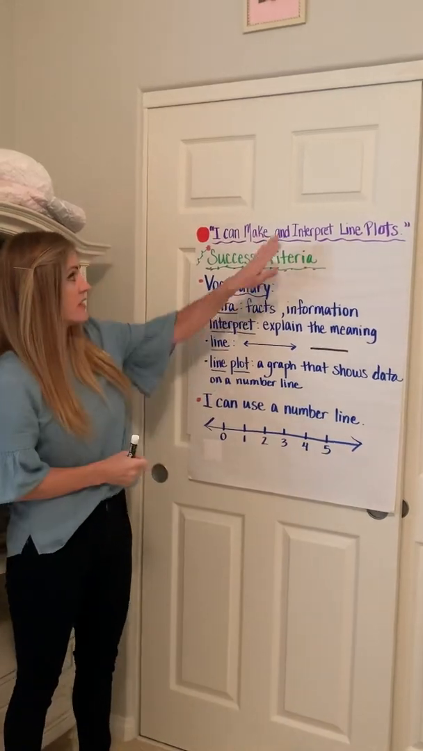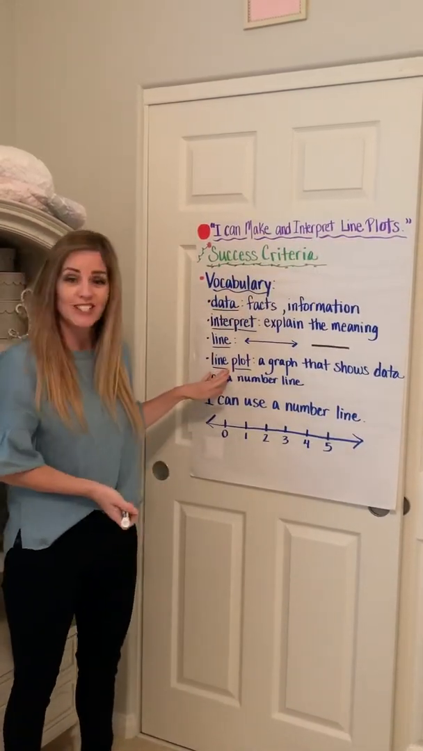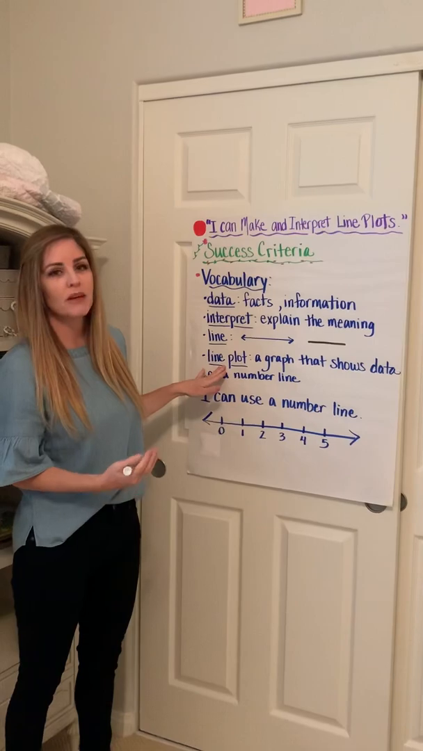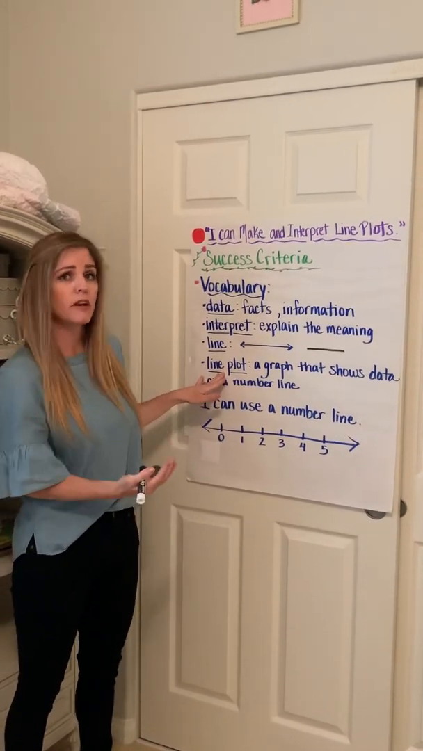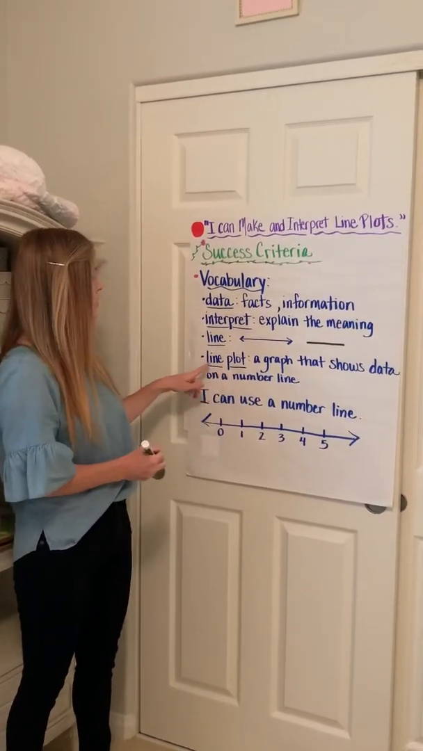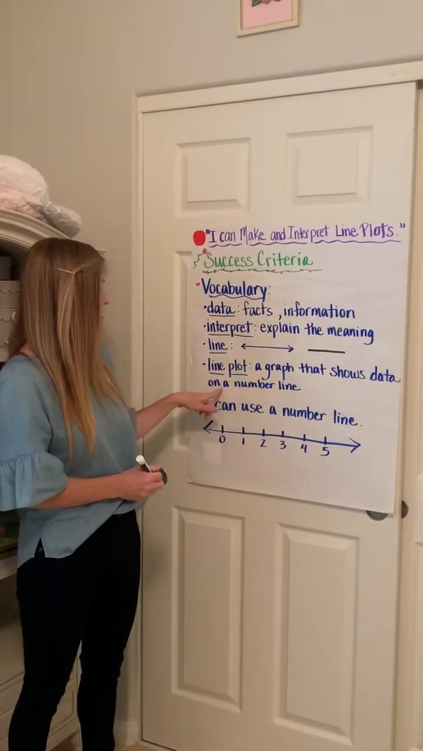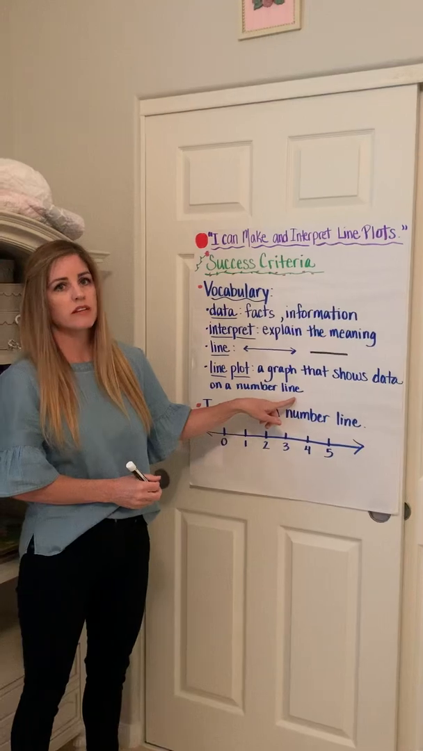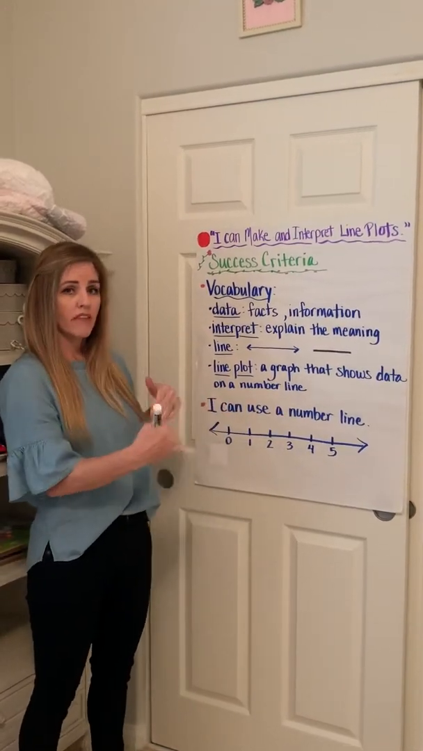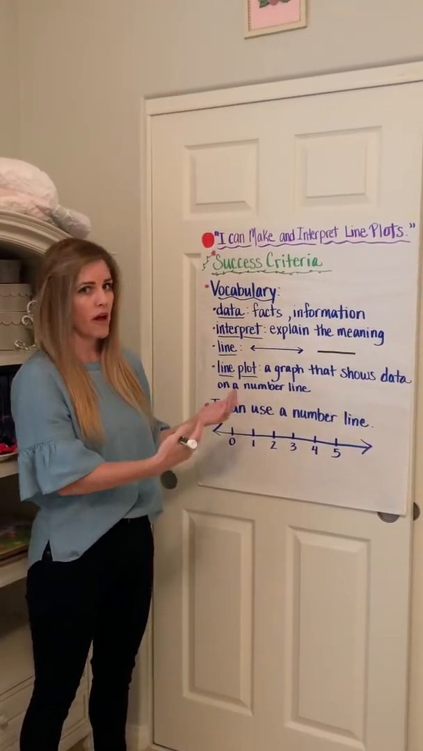All right, the last thing that's in our learning target that we really need to know is what a line plot is, because you're going to be making a line plot and interpreting a line plot. So what's a line plot? Well, a line plot is a graph. It's a type of graph that shows data, but it uses a number line in order to show that data. So you'll be making a number line and then plotting on it, line plot.